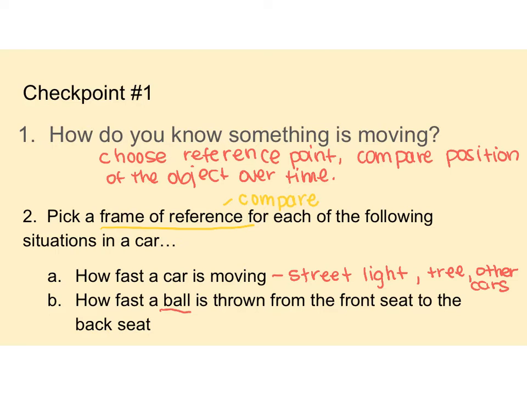So I'm going to look at the ball compared to, maybe I'm in the back seat, the front seat, or compared to my window. So how fast is it moving past my window on the inside? Okay, so someone from maybe the front is throwing it all the way to the back seat, maybe my third row seating, and I want to know, when do I put my hands up so that it doesn't hit me?